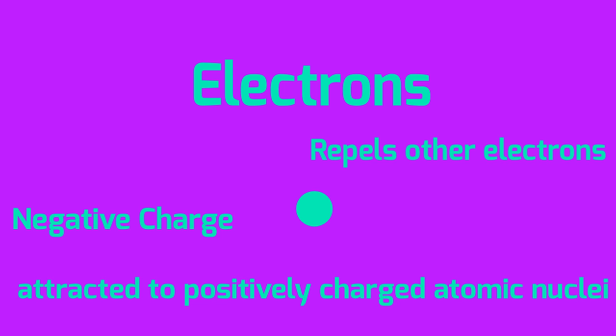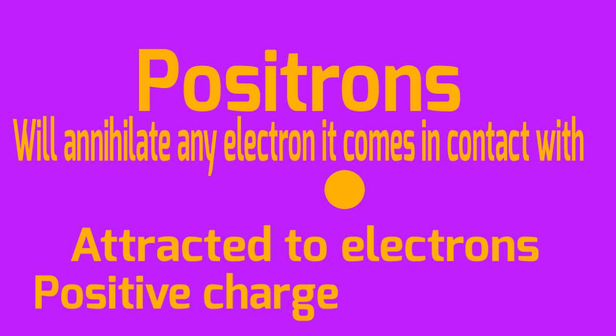Every particle has what is known as an antiparticle. The electron's antiparticle is the positron. When an electron and a positron meet, they will annihilate and turn into radiation and leave nothing behind. They are also magnetically attracted to electrons as they have an opposite charge.